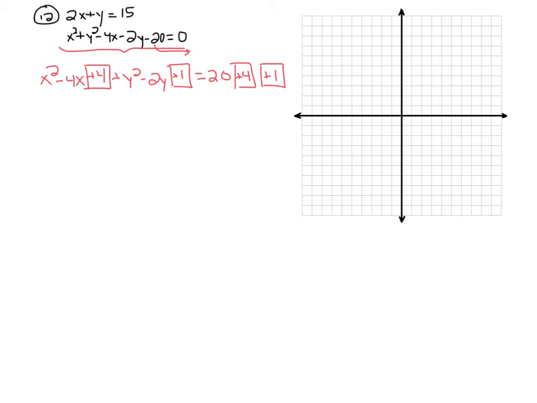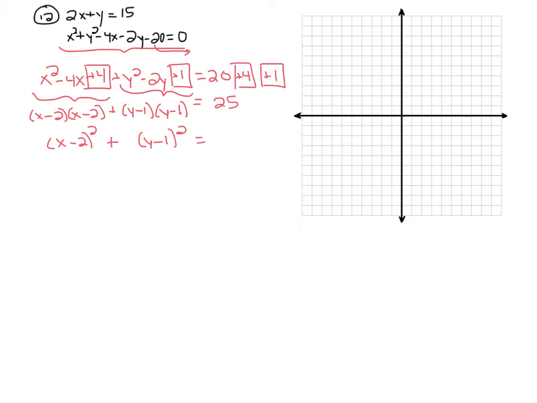Okay, now if you were to factor this first trinomial, it would factor to be x minus 2 times x minus 2, which, since we have 2 of the same thing, we can write as x minus 2 squared. Now I'll bring down the plus sign, and if I were to factor this next trinomial, it would give me y minus 1 times y minus 1, which we can write as y minus 1 squared. And on the right-hand side of the equation, 20 plus 4 plus 1 is 25.